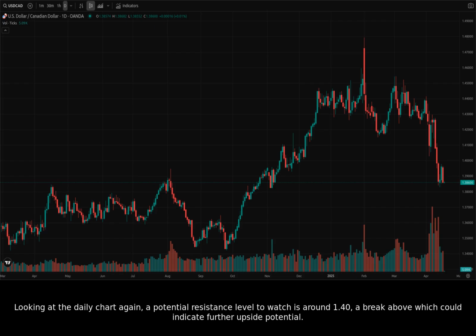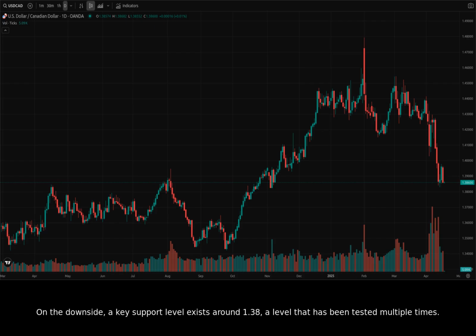Looking at the daily chart again, a potential resistance level to watch is around 1.40, a break above which could indicate further upside potential. On the downside, a key support level exists around 1.38, a level that has been tested multiple times. Based on the current data, there are mixed signals.